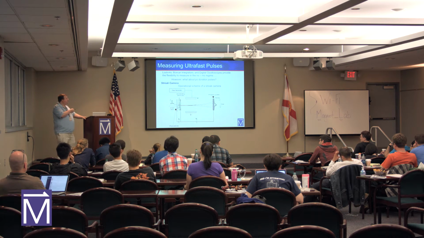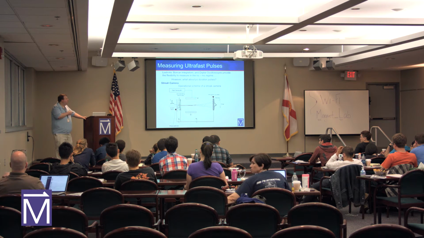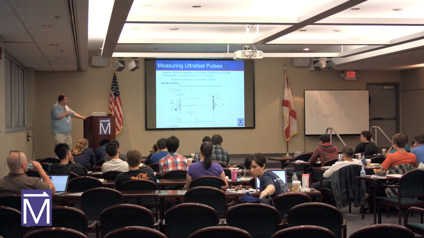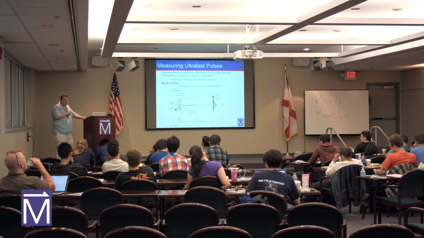And of course, there's a lot of very complicated electronics going on in order to be able to sweep that voltage very quickly, and then to be able to convert that stripe that you get as a result of that into a time, but that's what the streak camera is doing.